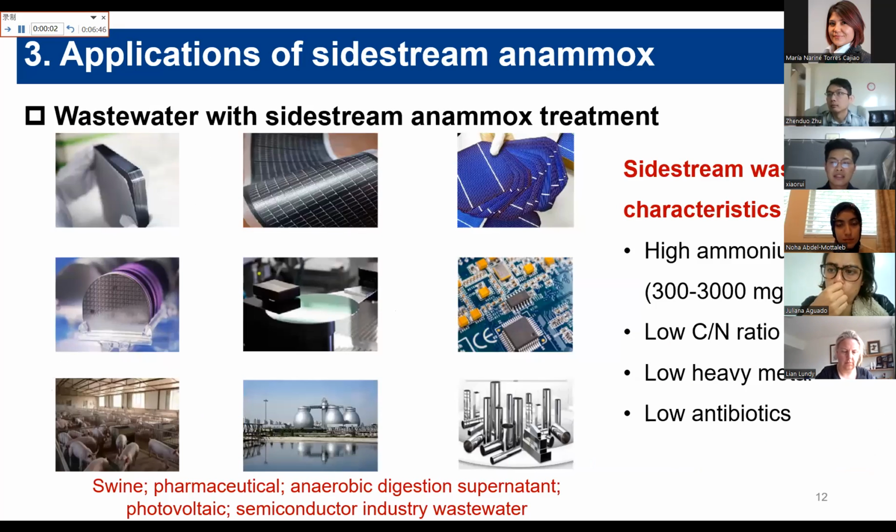Currently, Anammox has been widely applied in high-strength ammonia wastewater treatment, including swine and photovoltaic industrial wastewater and anaerobic digestion supernatant. The characteristic is that it contains a high concentration of ammonia and low organics. However, it should be noted that the influent should contain little heavy metal and antibiotics, which are bad for Anammox bacteria.